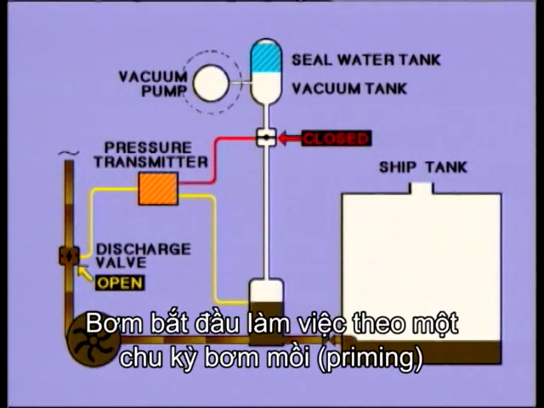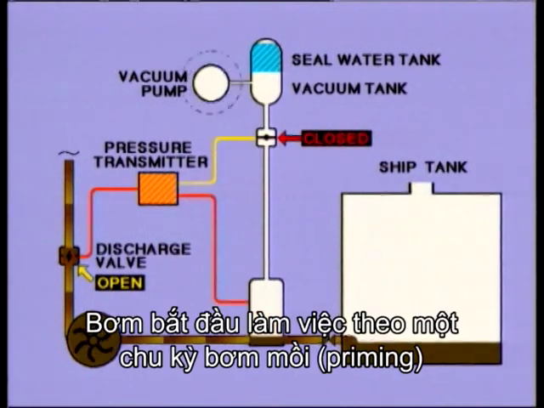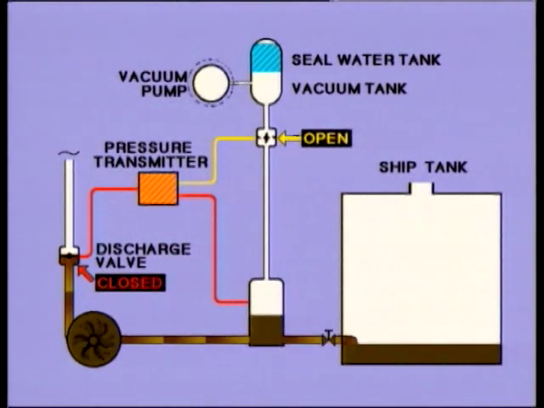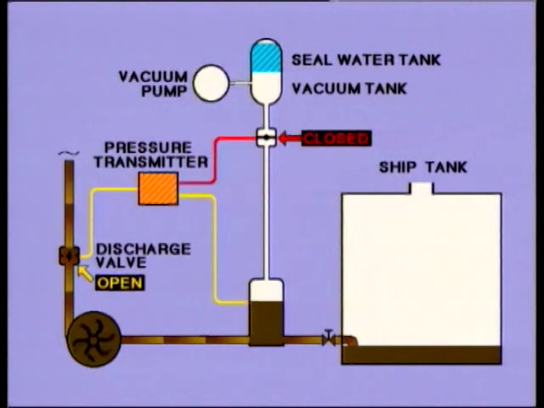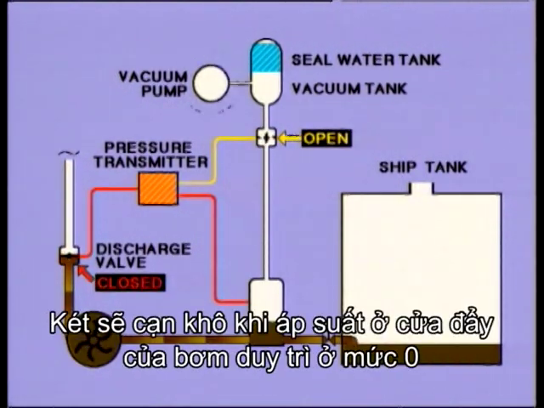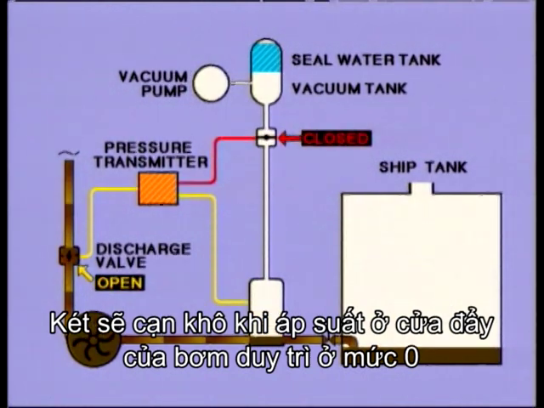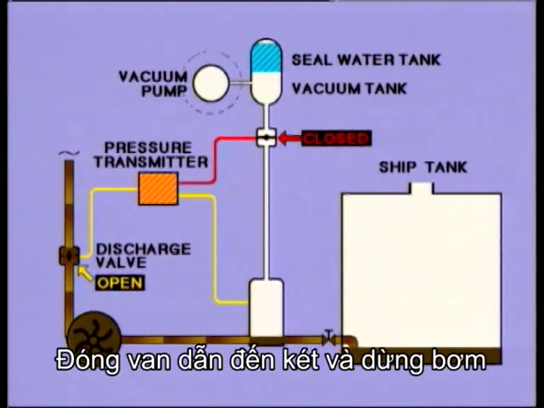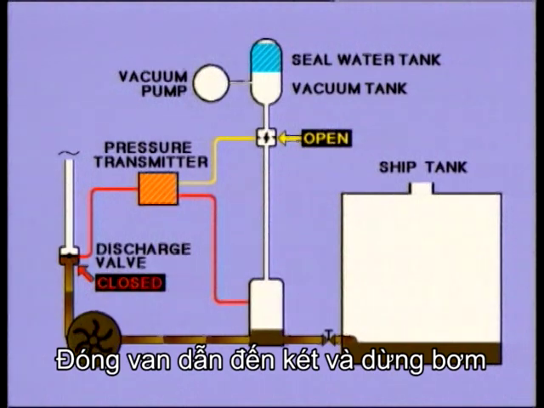The pump starts to work in a priming cycle. The pump fills and empties regularly. Watch the priming cycle. The tank is empty when the pressure at the pressure side of the pump remains at zero and the discharge valve doesn't open anymore. Close the valve to the tank and stop the pump.